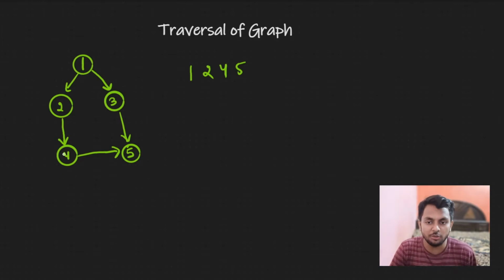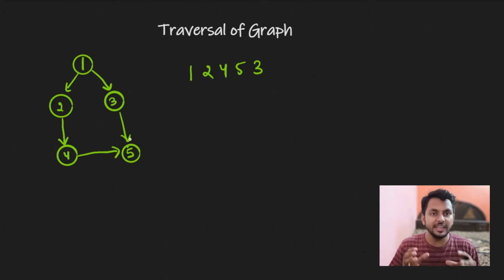Now from 4, there is no other edge, so I will again come back. From 2, there is no outgoing edge. I will again go back to 1 and then go to 3. From 3, I can go to 5, but it is already visited. So in DFS, all the nodes should be visited once.